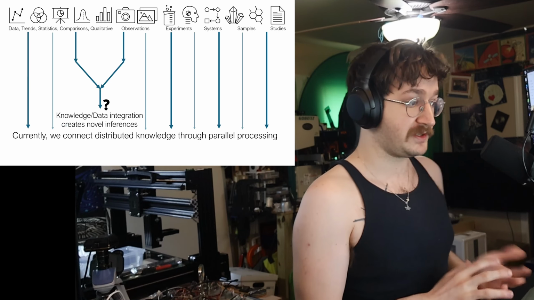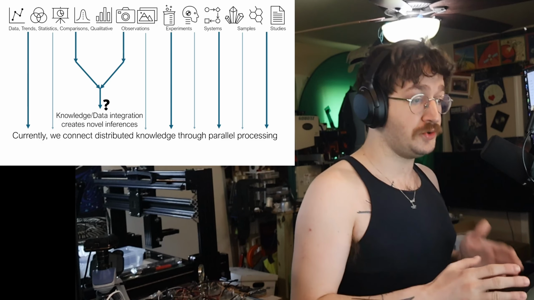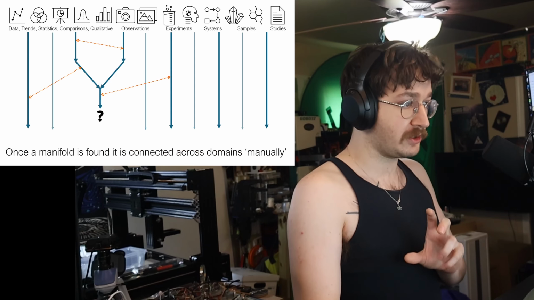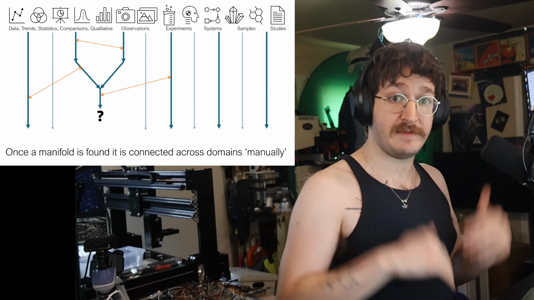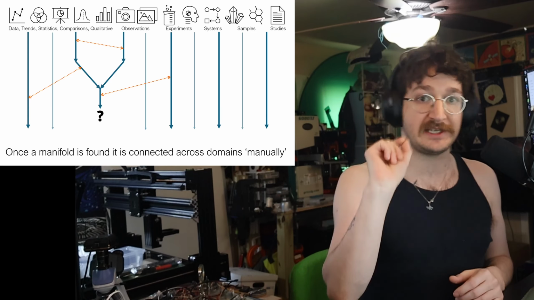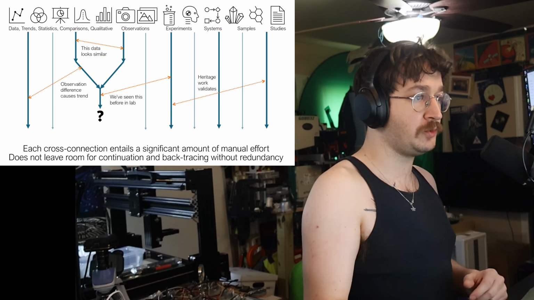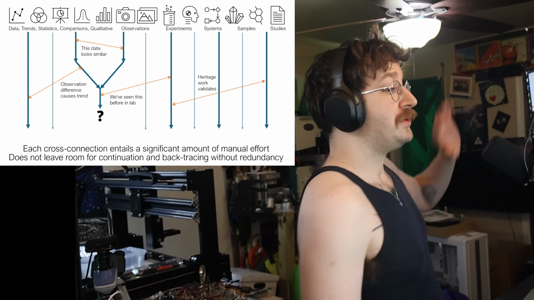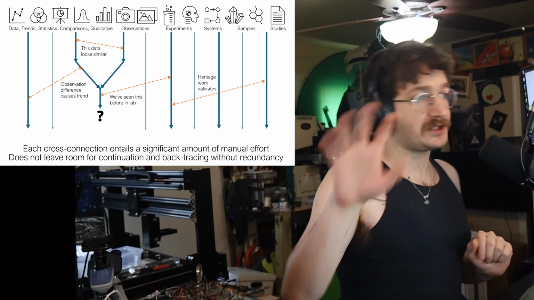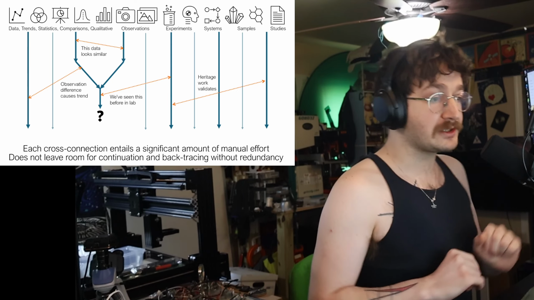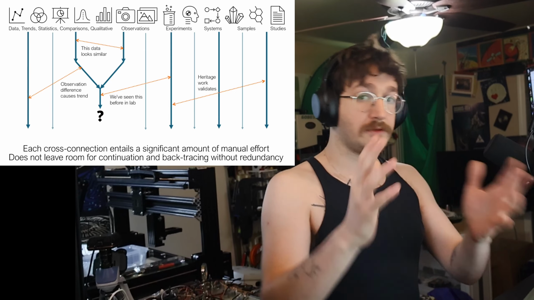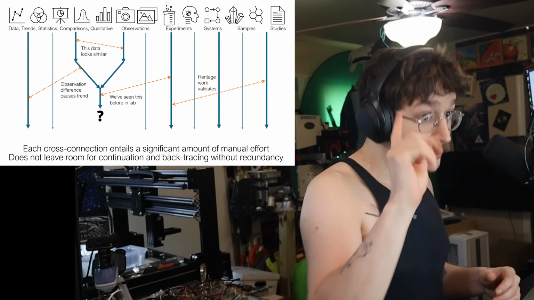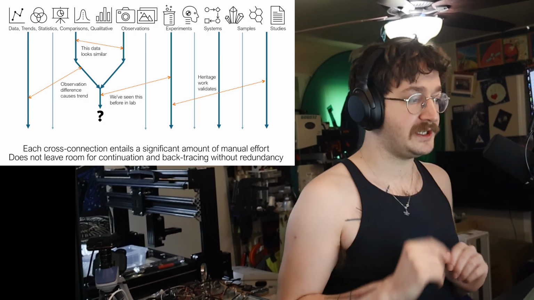That's one of the fundamentals of science, right? And this is how we create new inferences. We do data and knowledge integration, right? So once a manifold is found, it's connected across domains manually. I go and I look for a paper, I look for that data set, I contact that collaborator, right? I do what's necessary to find a difference between an observation that causes a trend, or, oh, these two data sets look similar, or, oh, I've seen this in the lab before, and now I'm seeing it in the surface of an environment. Or, okay, I'm going back to heritage work that validates my suspicion.